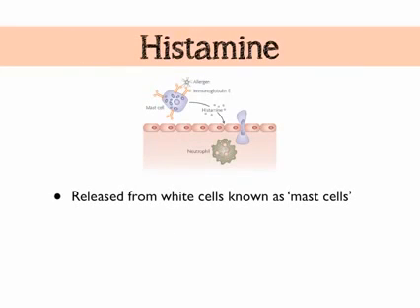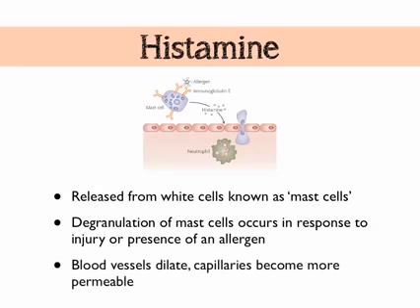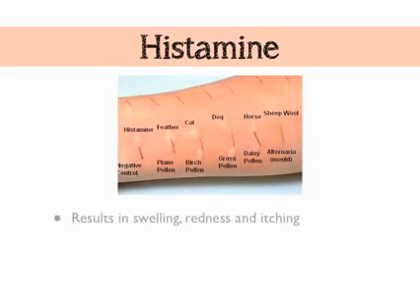Let's look at histamine first. So histamine is released from special white blood cells that are known as mast cells. And these mast cells degranulate, which means they release histamine in response to the presence of an allergen or sometimes injury. And the effect on the body of histamine is that blood vessels dilate and capillaries become more permeable. Now really it's the arterioles here that I'm talking about when I say blood vessels dilate. This is a form of vasodilation. The effect that we see on the body is usually redness, swelling and itching.